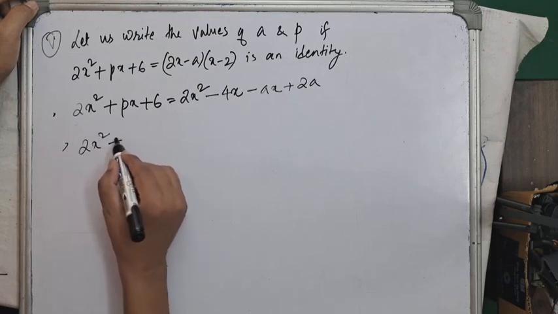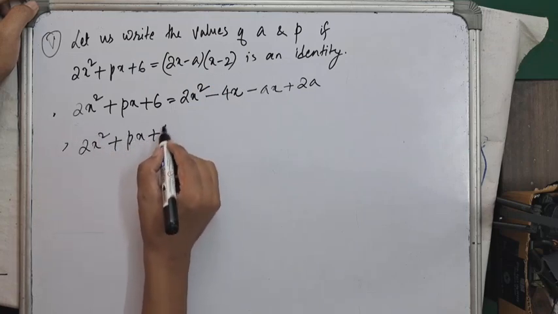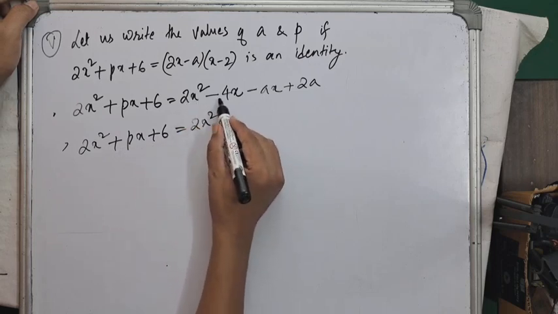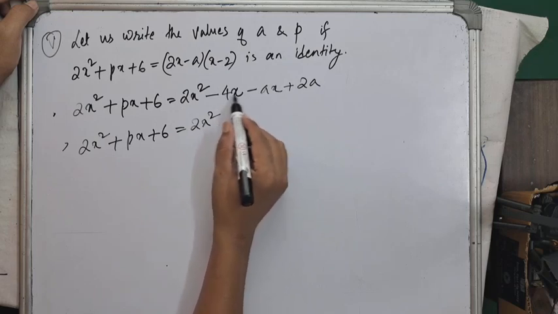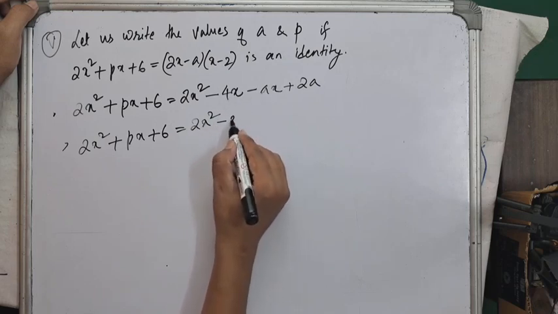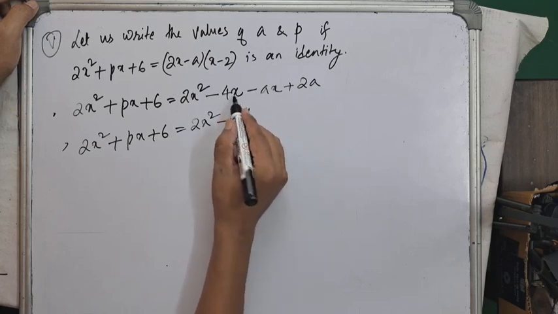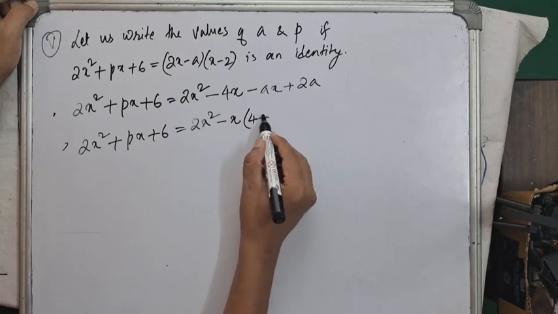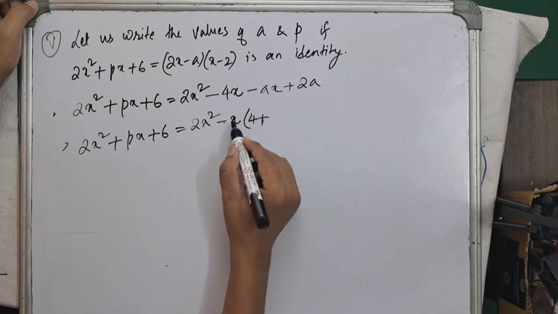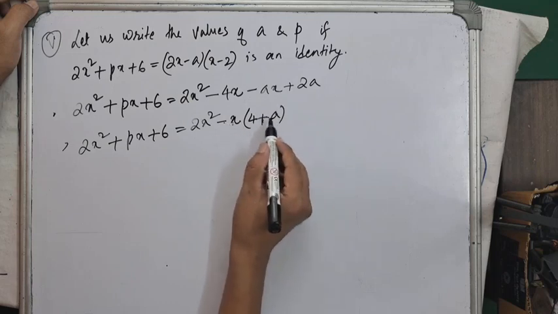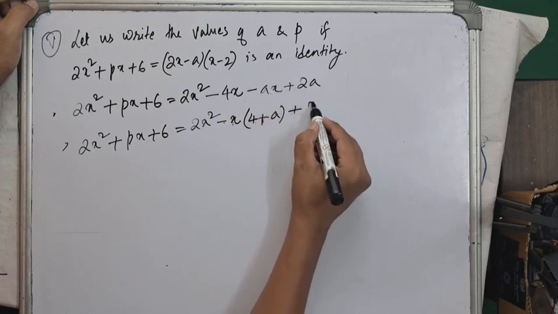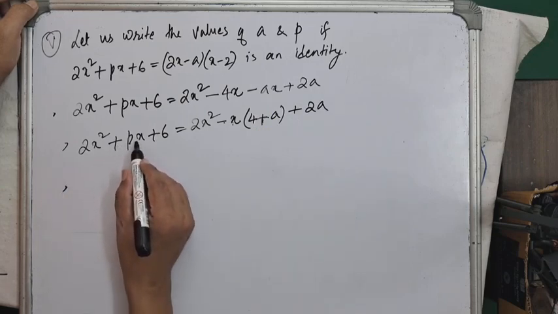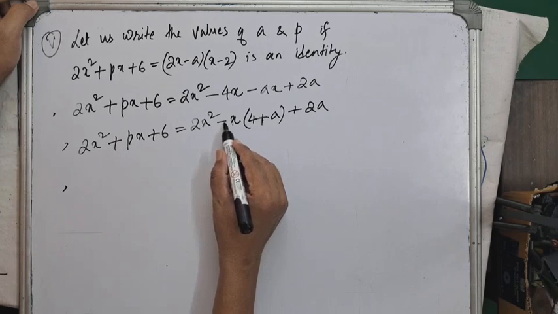2x square plus px plus 6 we copy as it is in the left hand side. 2x square, now from these two terms we take minus x common. So minus x is taken common, so here we have 4x, isn't it? So x into 4 will give us 4x. Minus into plus is minus, x into a is ax, plus this is 2a. Okay, we have plus here, isn't it?